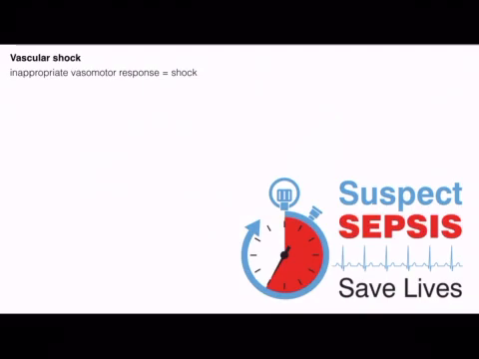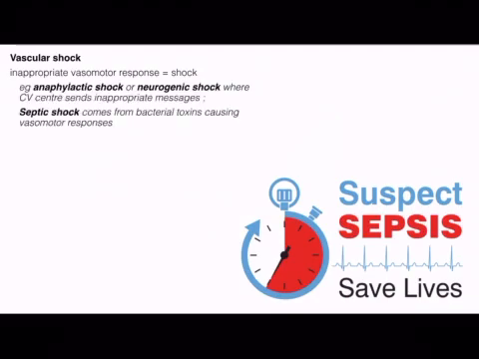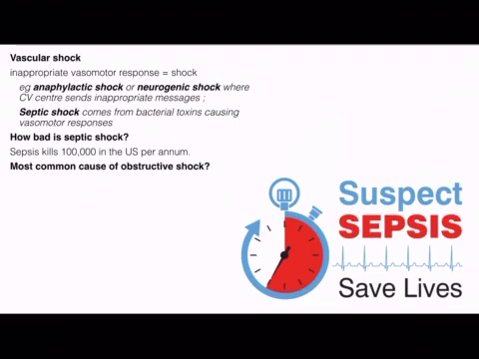And then, of course, the big one that you've got is septic shock, so coming from the bacterial toxins affecting vasomotor. So this could easily be called vasomotor shock, basically. How bad is septic shock? 100,000 killed in the US per annum. Most common cause of obstructive shock, PE, nice and easy.